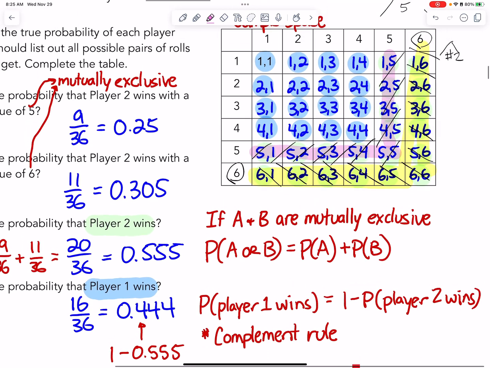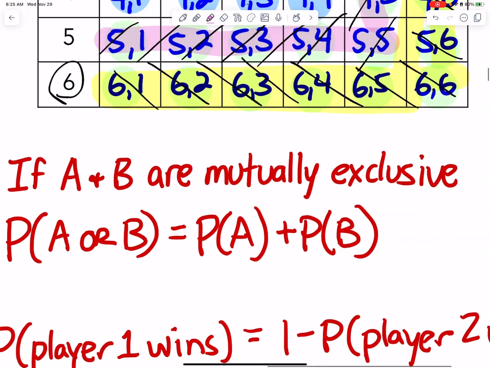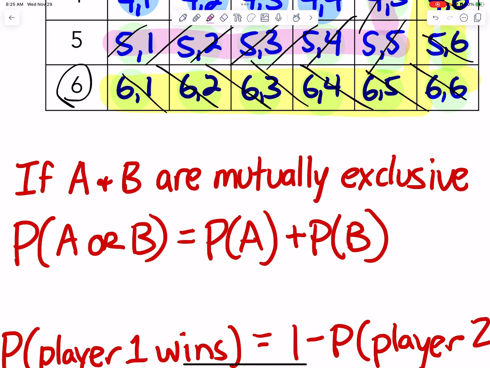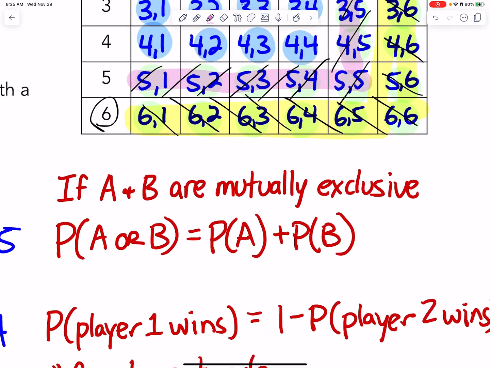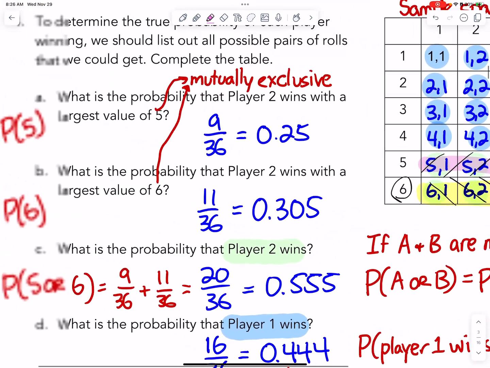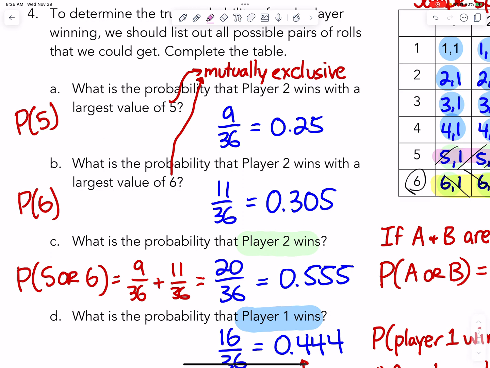Notice if we have A and B, and A and B are mutually exclusive, the probability of A or B is we just add A to B. We have no overlap, we just add them together, and that's what we did in letter A and B here.